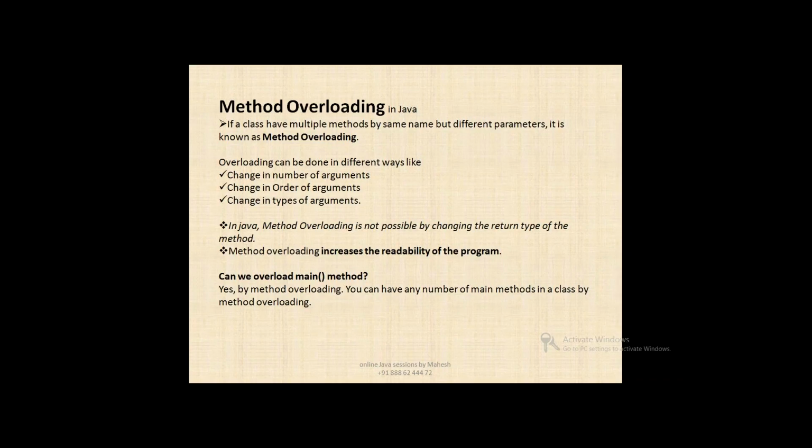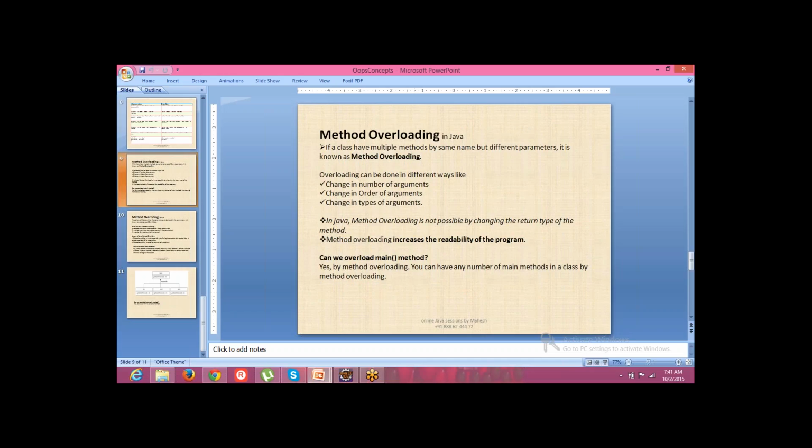Now we are going to see the types of method overloading, that means the different ways of implementing method overloading in your program. The first one is change in number of arguments. You already understood that, so it won't take much time to explain, but still let me try to explain in a program.